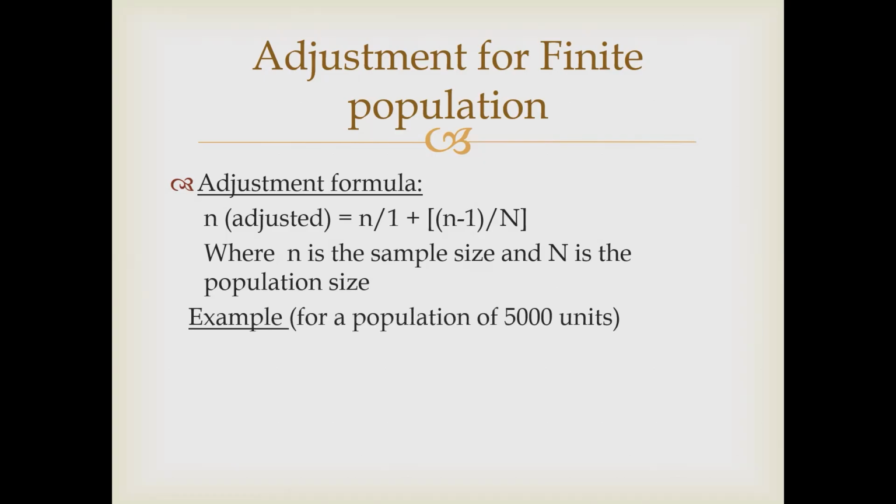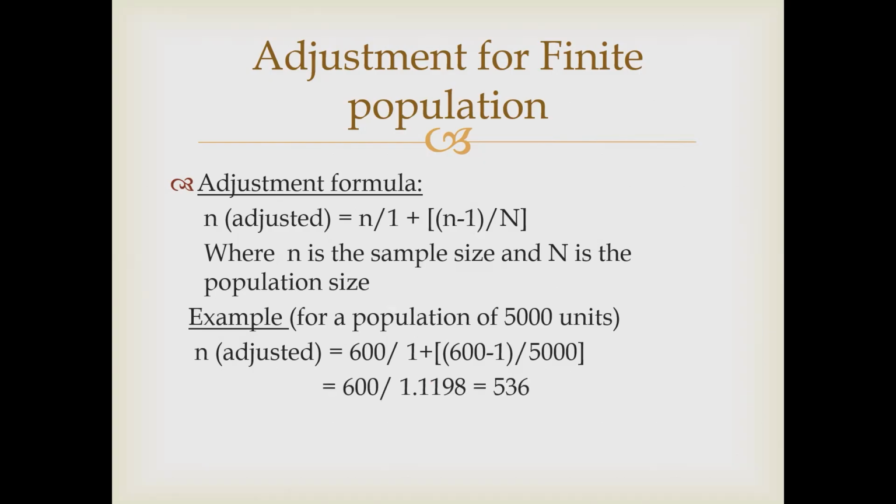Example. Supposing the population size is 5,000 units only. A small population consisting of 5,000 units. So capital N is 5,000. We have already worked out earlier the sample size for an indefinite population as 600. So now we are trying to find out the sample size for a finite population, which comprises only 5,000 units. So n, look at the formula, is 600 divided by 1 plus (600 minus 1) divided by capital N, which is 5,000 units.